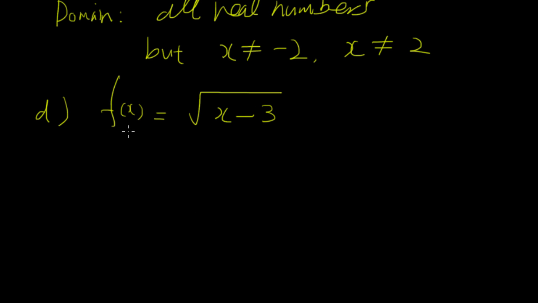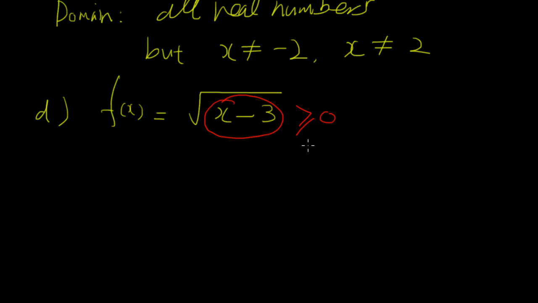Now, there's really two things that you have to be careful about with this domain type of question. One is the fraction form, the rational expression type of function, and another one is one with the square root. The deal with the square root is that anything inside must be greater than 0. That's the deal, right? Whatever is inside the square root must be greater than, or it can be equal to 0, but no negative.